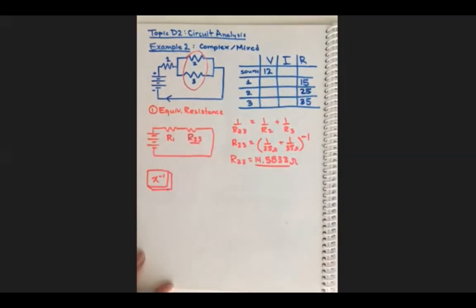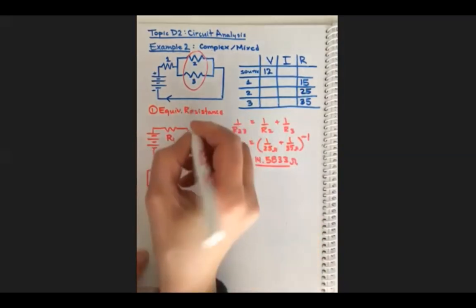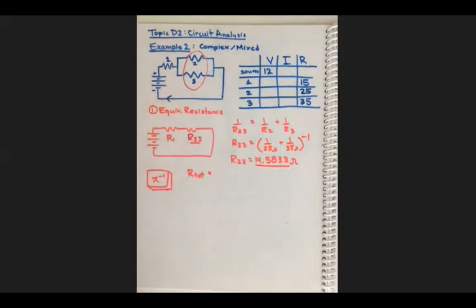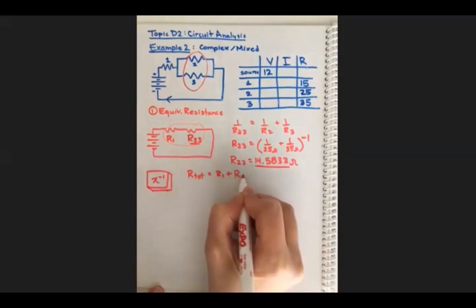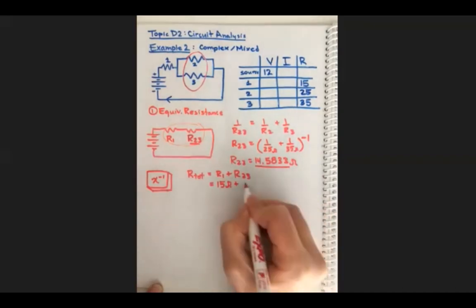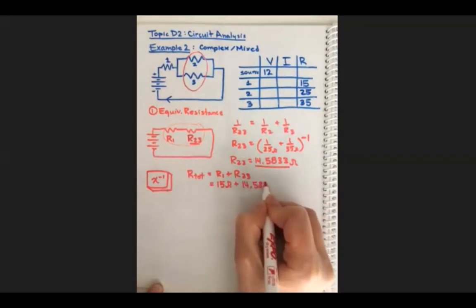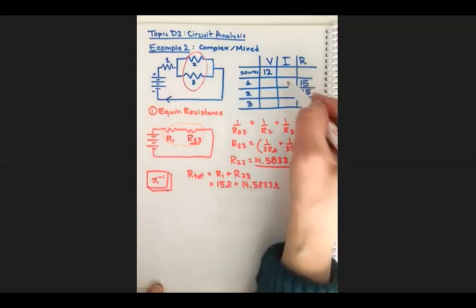So now the final step is to add them all together. Sometimes I call it R total, to mean the equivalent resistance. If we were to collapse these two together and replace them with just one resistor, R total is R1 plus R23. So R1 was 15 ohms plus, we're going to use the answer button, not some rounded number. There's no point in rounding this number ever, because it doesn't go in the table as a final answer.